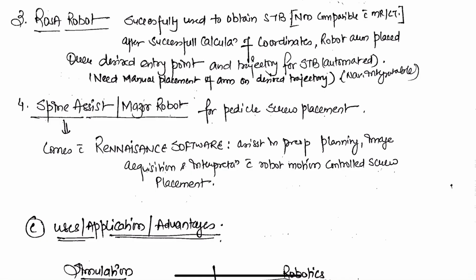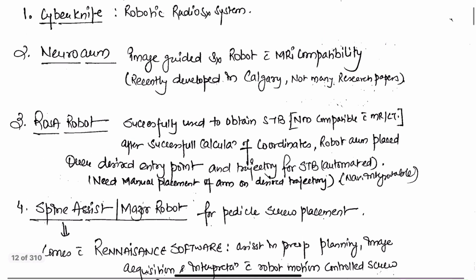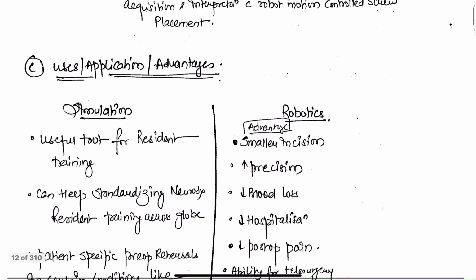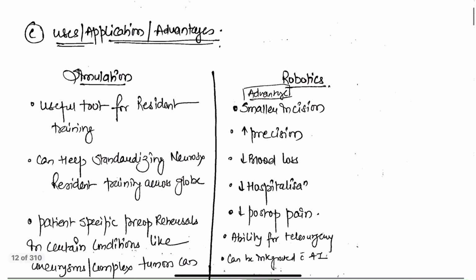So now coming to the robots, we saw 4 robots. One is Cyberknife, other one was Neuro Arm, other one was Rosa, and you have Spine Assist. Now, what are the use cases? Coming to simulation, it is required so that residents are trained. So with this, every neurosurgeon has a standardized training across the globe.